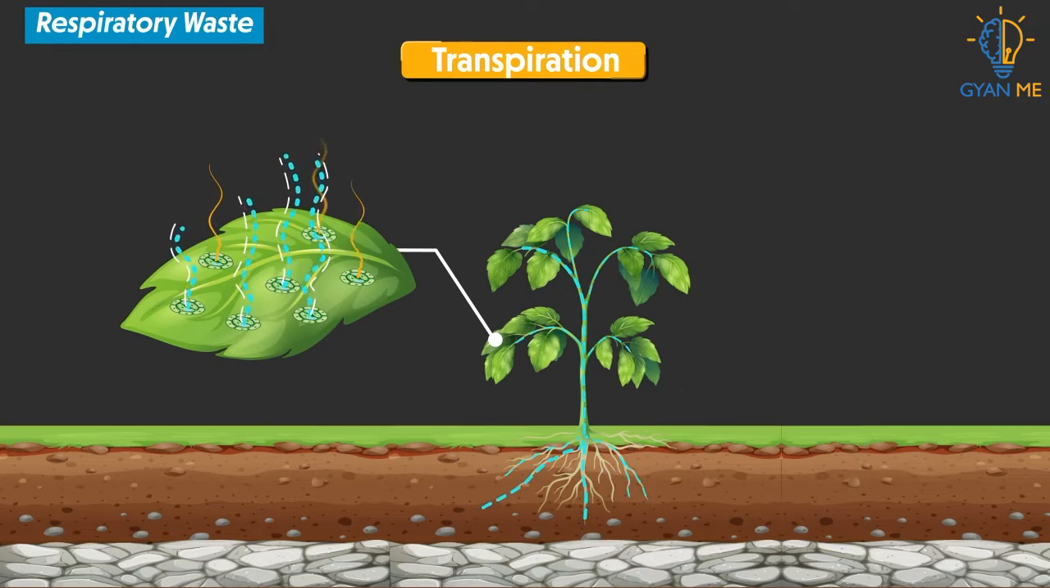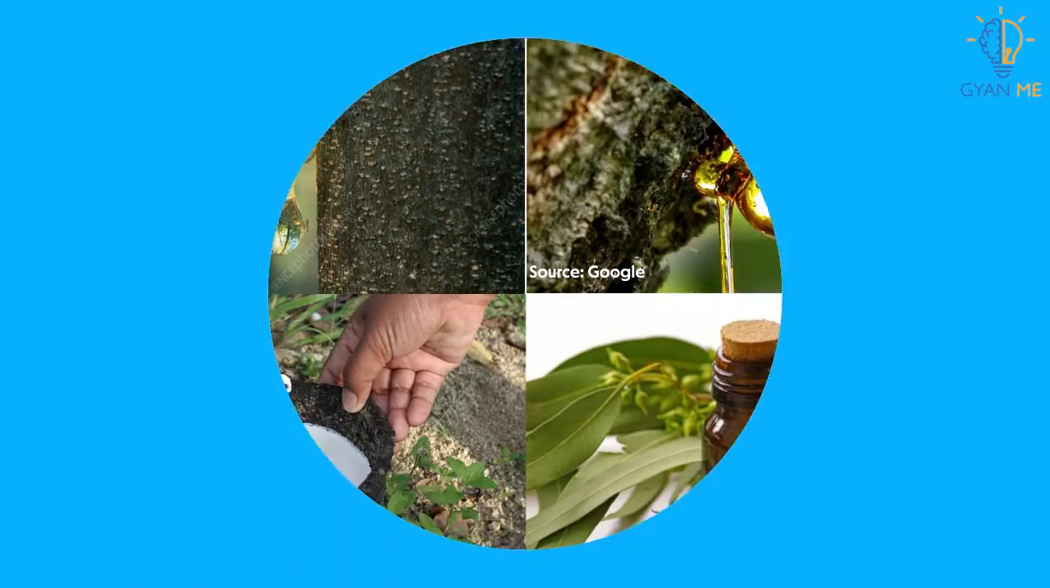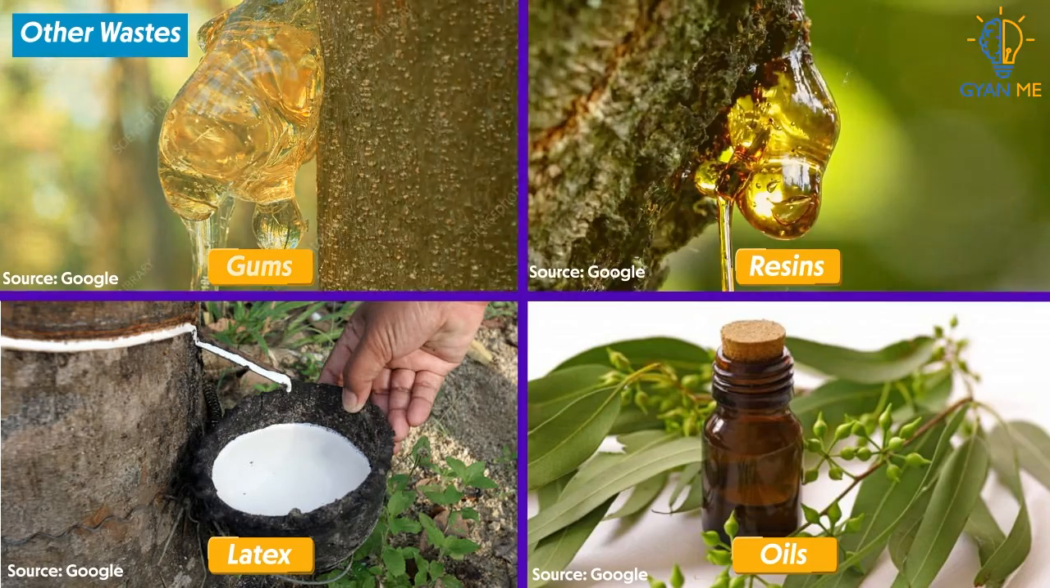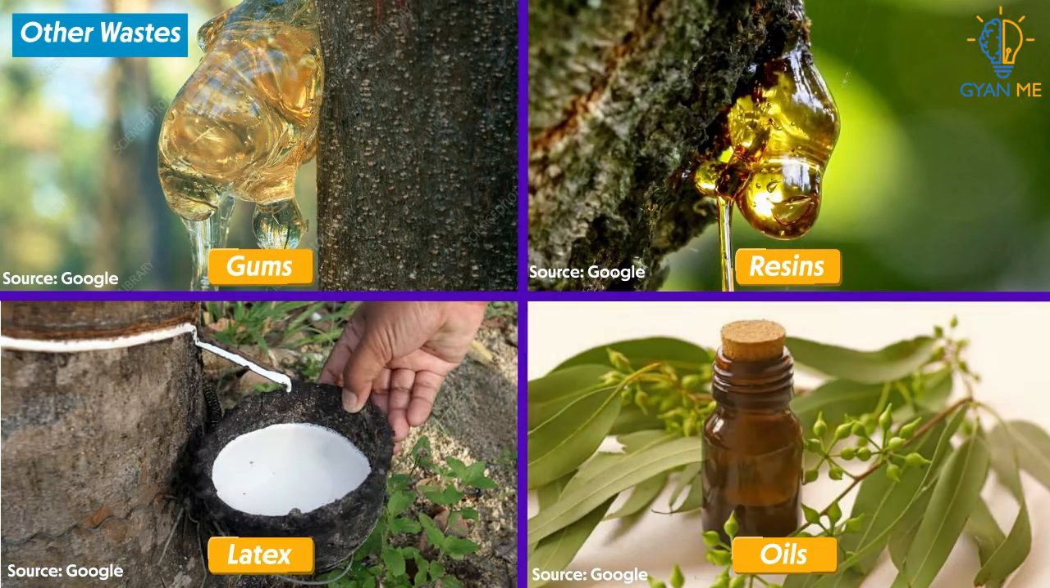Apart from water and gases that are common to all, plants produce other waste material also. For example, gums, resins, latex, oils, chemicals, and other byproducts. Amazed or confused? Yes, you got it exactly right. Gums, resins, latex, oils, etc.